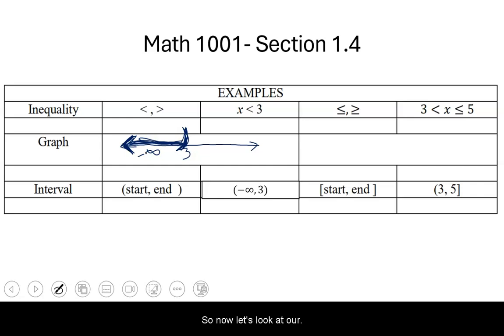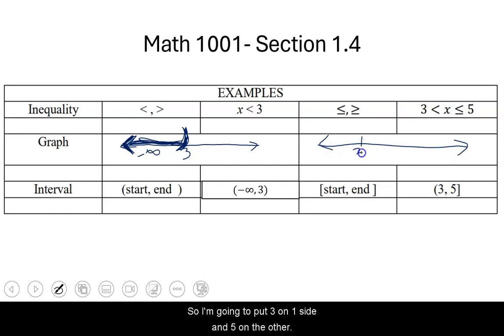So now let's look at our greater than or equal to, less than or equal to numbers. That is our inequalities with the line underneath. I have my first inequality, with the 3 and 5. So I'm going to graph that. Make a number line. I'm going to put 3 on one side and 5 on the other.